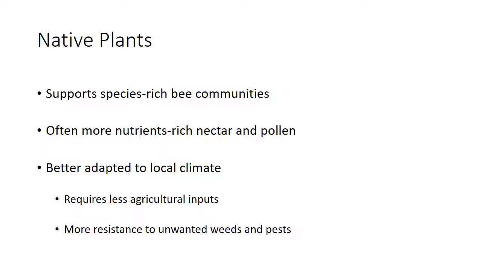Also, native plants are typically better adapted to the local climate, which means that they often require less agricultural inputs such as water and fertilizers, and they are usually more resistant to unwanted weeds and pests, which is great because you want to try to not use pesticides or insecticides if possible in your garden, as a lot of these pesticides will have really harmful or even lethal effects for the bees.